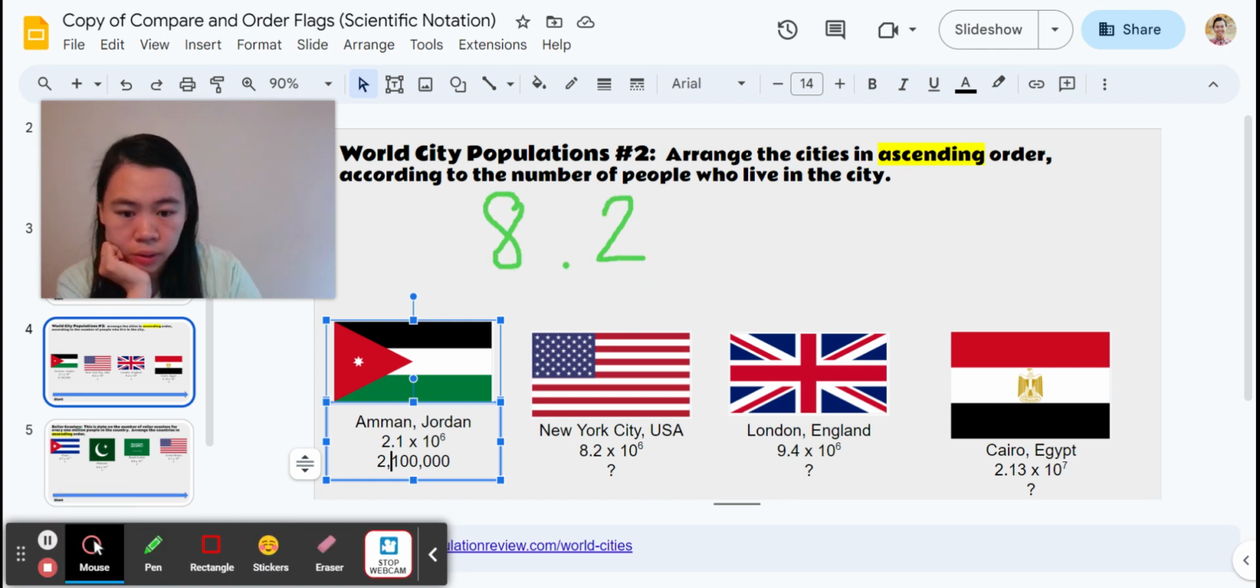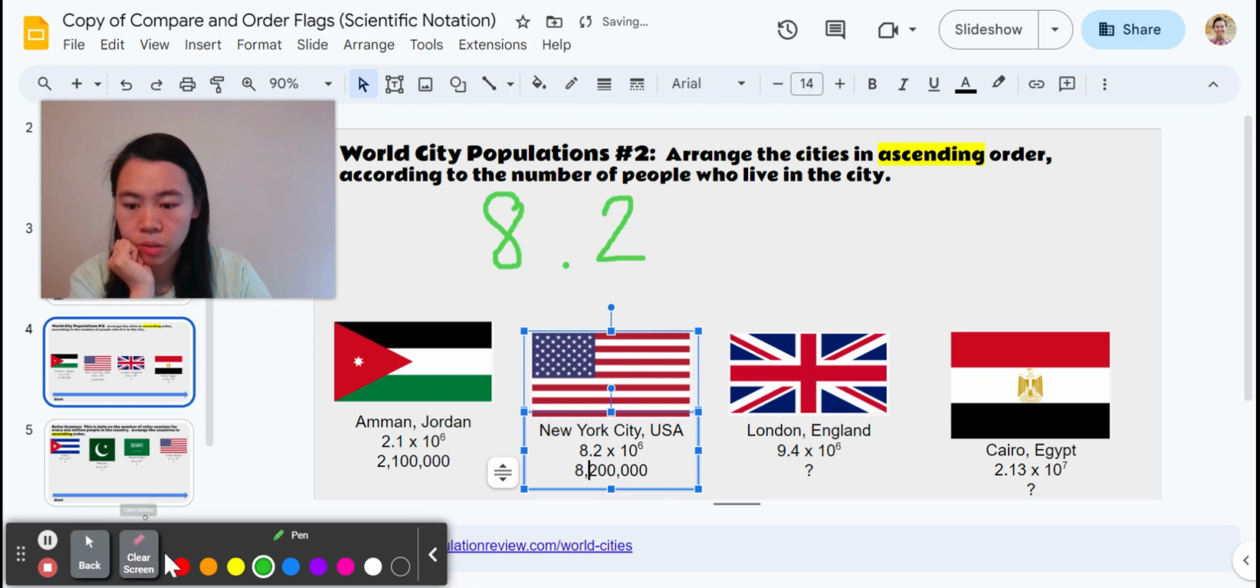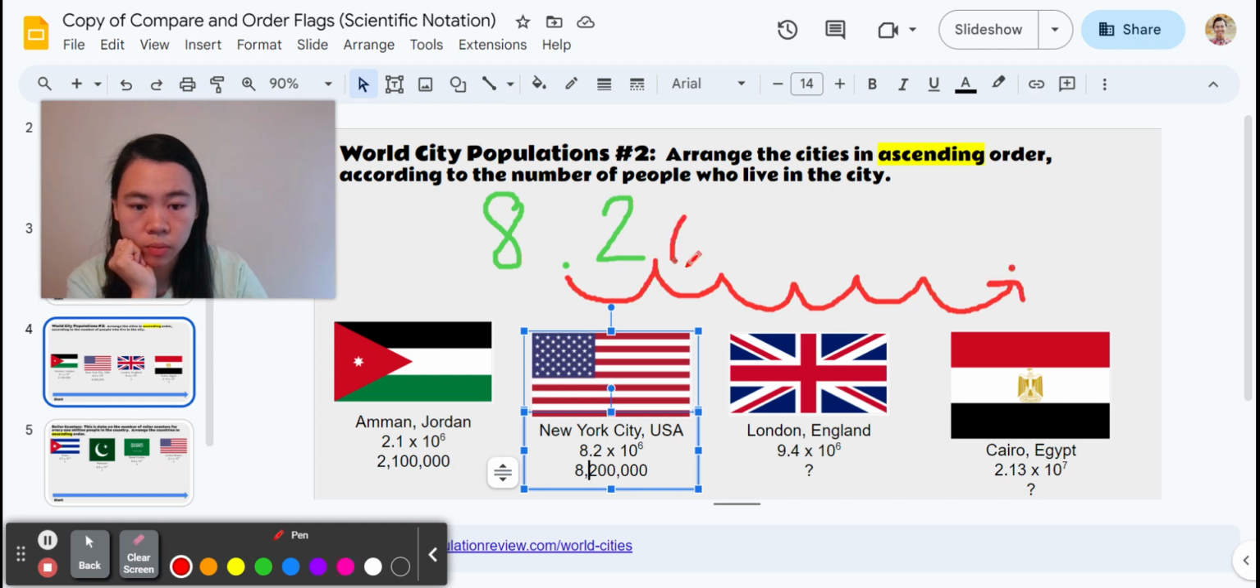New York is 10 to the 6th as well. We still need to jump over this 2. Then we're going to have 5 jumps left. So 8, 2, and 5 zeros. 1, 2, 3, 4, 5. Or you can show your work. 1, 2, 3, 4, 5, 6 jumps. You can fill in these zeros.